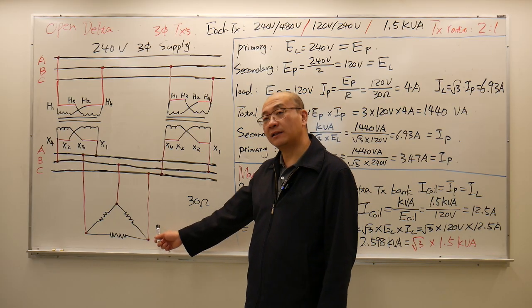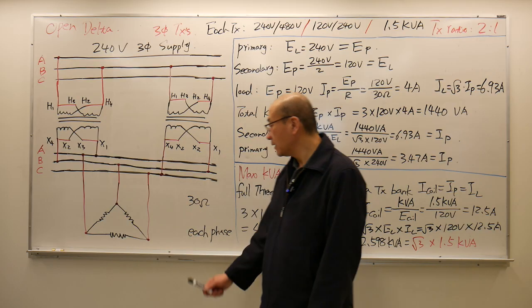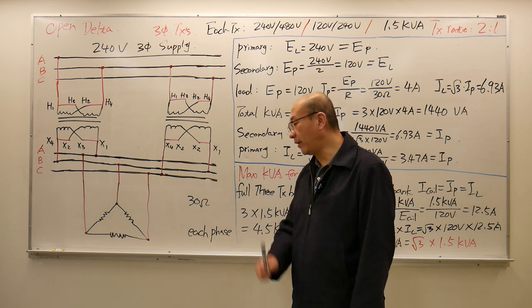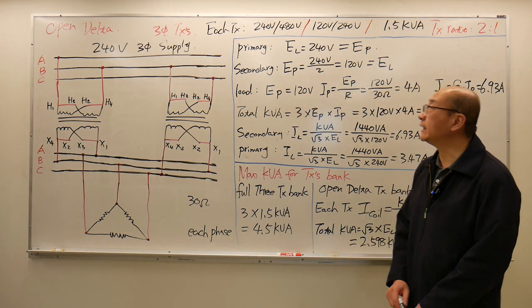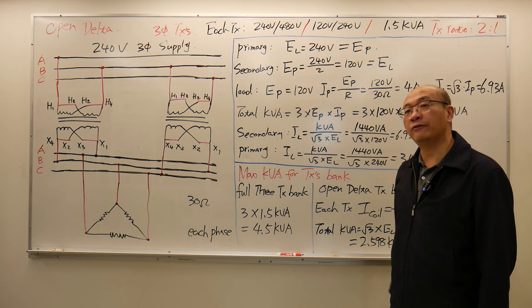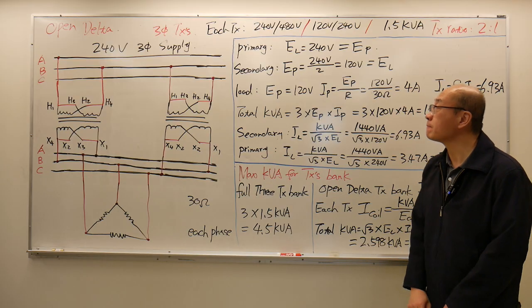I have a balanced three-phase delta-connected load on the secondary side. The load this time we change to 30 ohms for each phase. Now let's look at the calculation. Primary side, line voltage 240 volts. Delta, so phase voltage is still 240 volts.